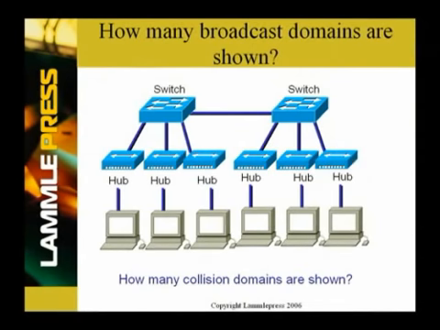Switches only break up collision domains. So how many collision domains do we have in this network? Let's count the switch interfaces. I count 7 switch interfaces because the connection between the two switches is a collision domain. So we have 7 collision domains, and since we do not have a layer 3 device shown in this figure, we have 1 broadcast domain. So 7 collision domains, 1 broadcast domain is our answer.